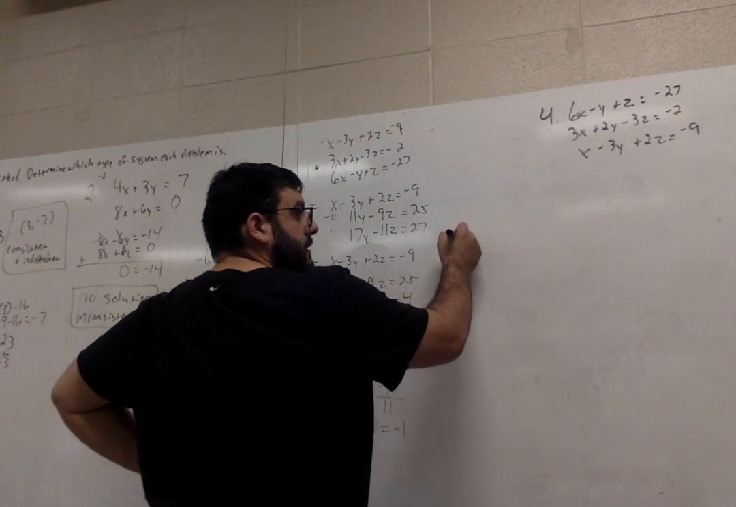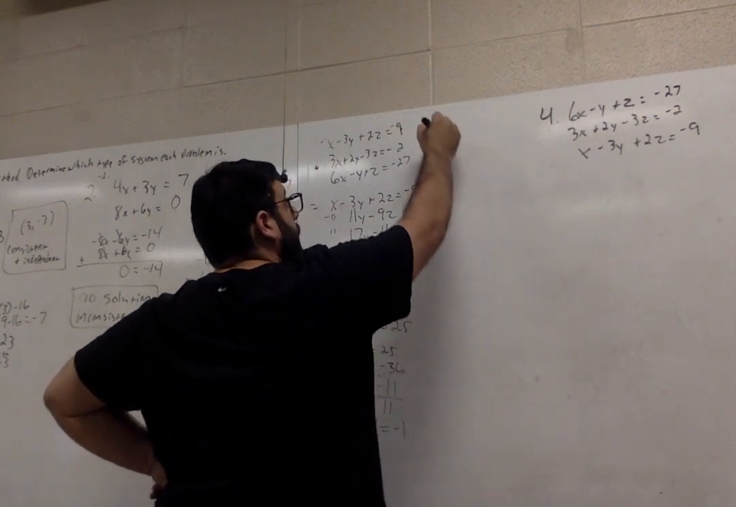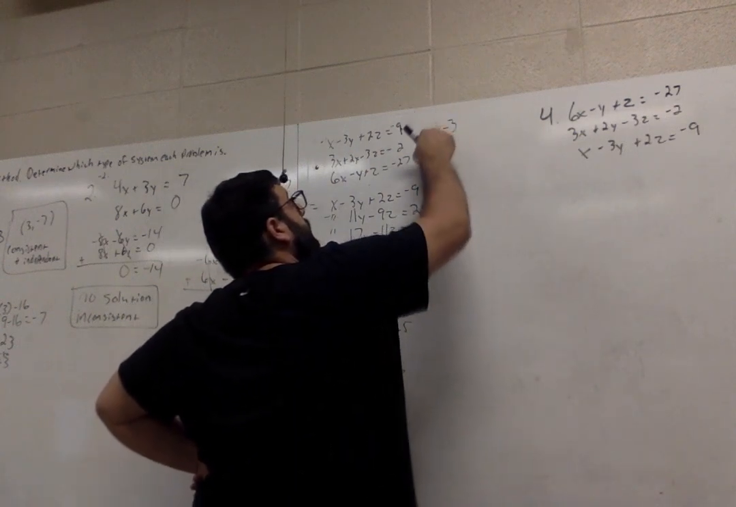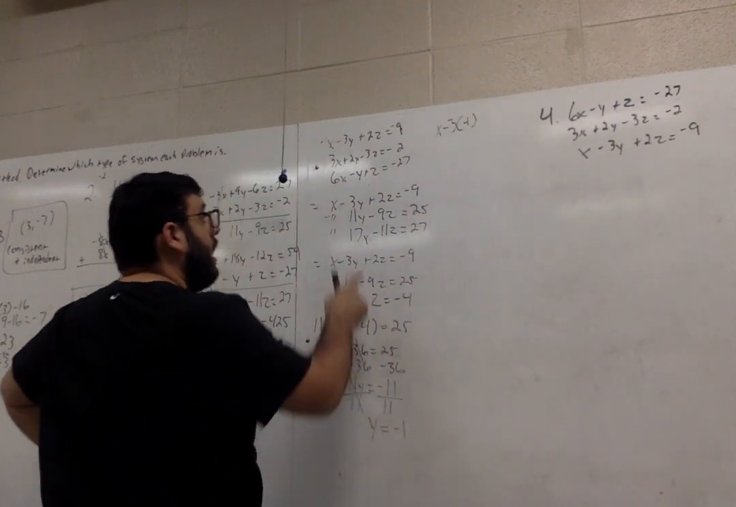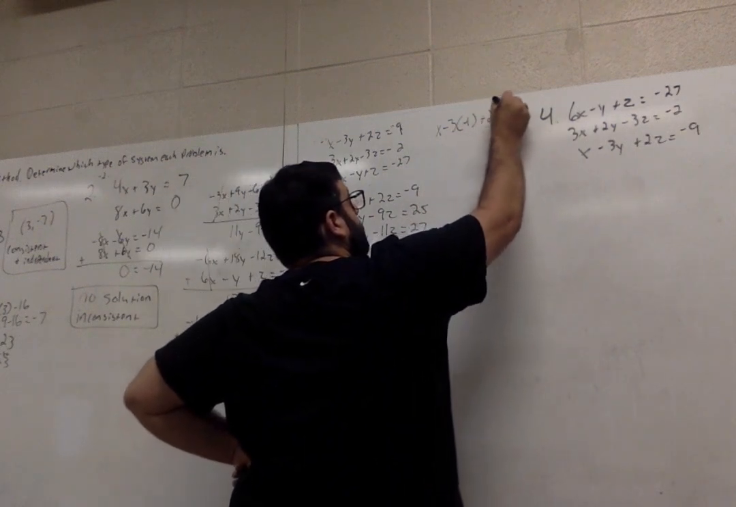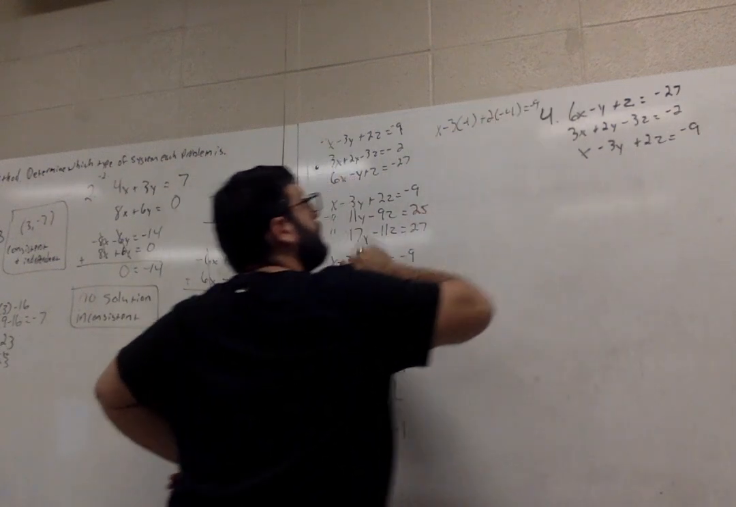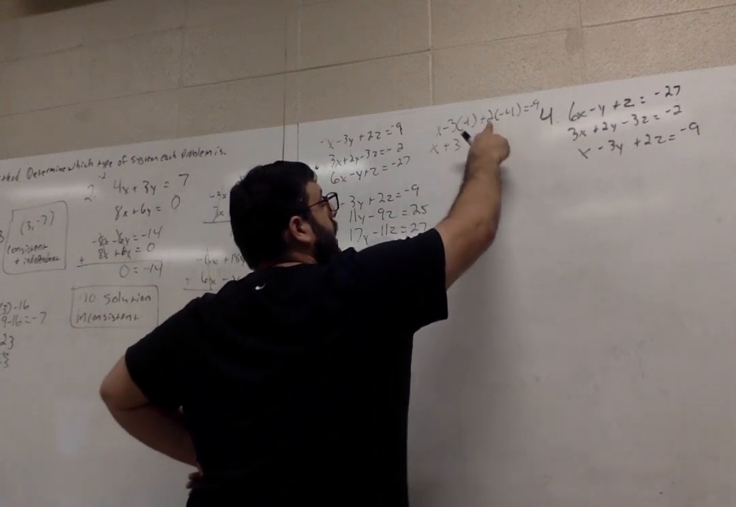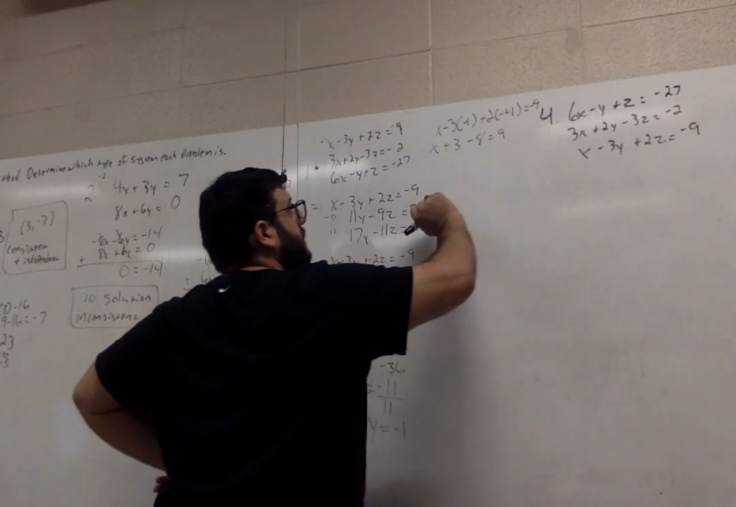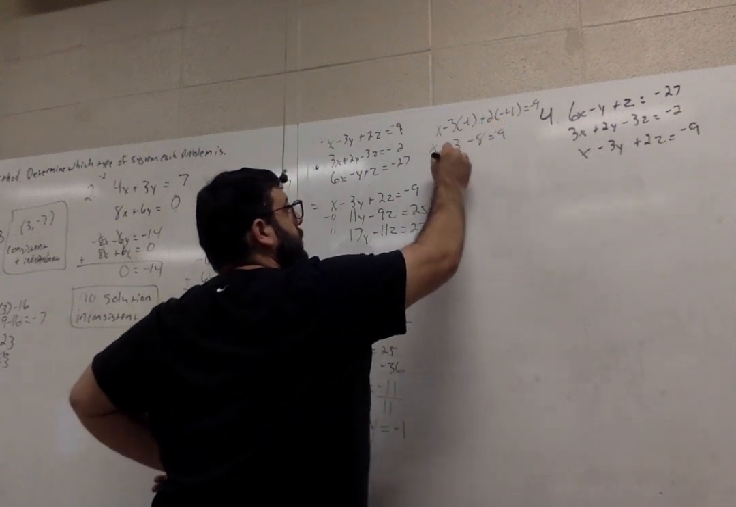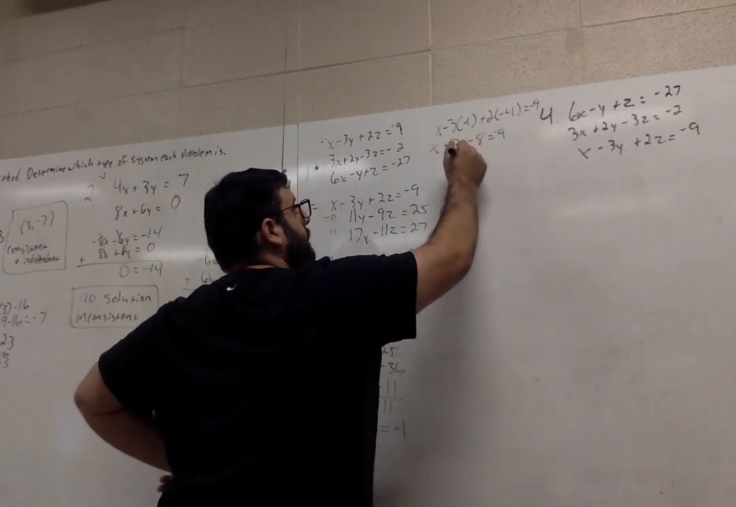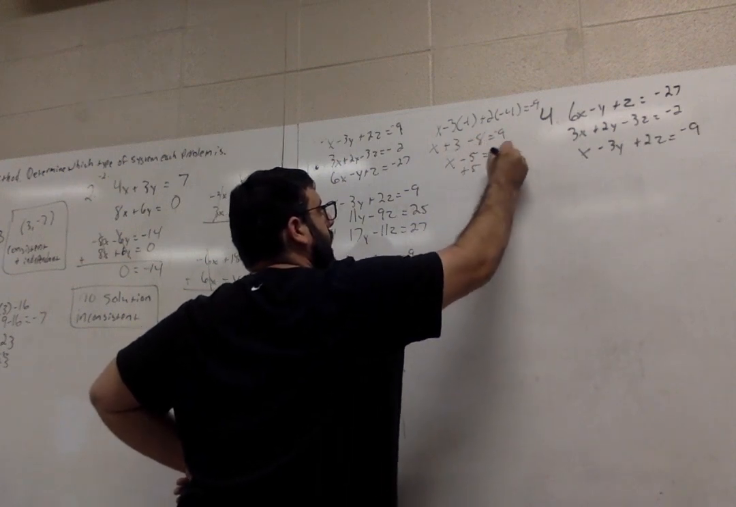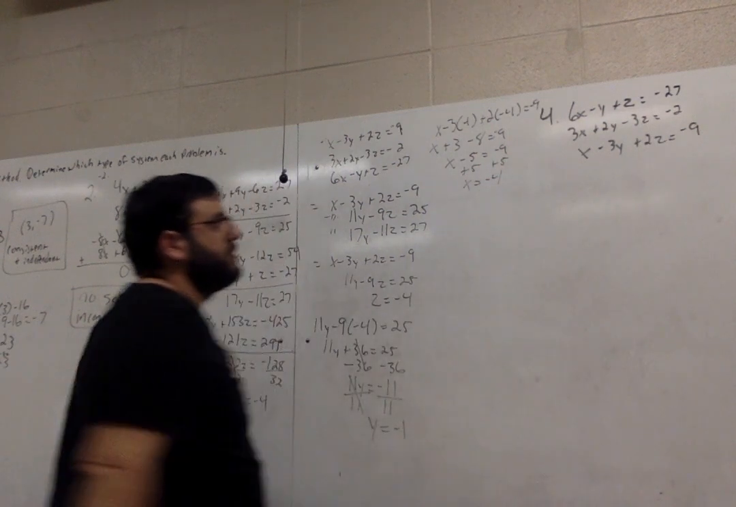So I have, I'll put up here, x minus 3 times negative 1 plus 2 times negative 4 equals negative 9. Okay. So that's x. Negative times negative is a positive. Minus 8 equals 9. Combine like terms. Sorry, negative 9. Combine like terms. x minus 5 equals negative 9. Add 5 to both sides. X is negative 4. So there's my solution.